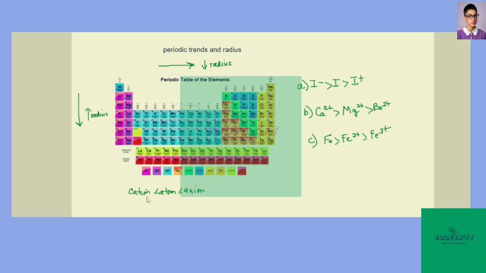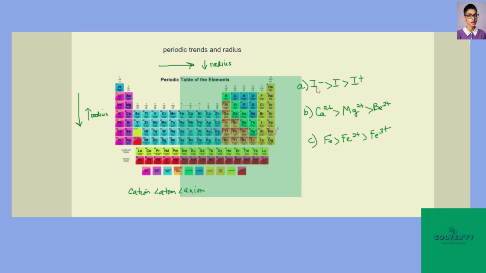In addition, when we compare a cation to an atom to an anion of the same species, the cation's the smallest, followed by the atom, and the largest of the three will tend to be the anion or the negatively charged species. So let's use those ideas to explain how and why we see the trends that we do in these answer choices or these questions.